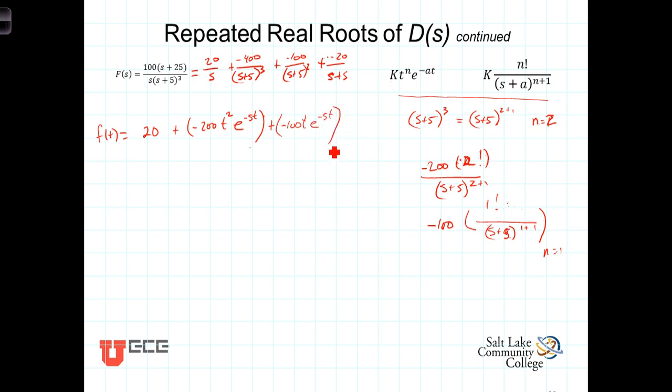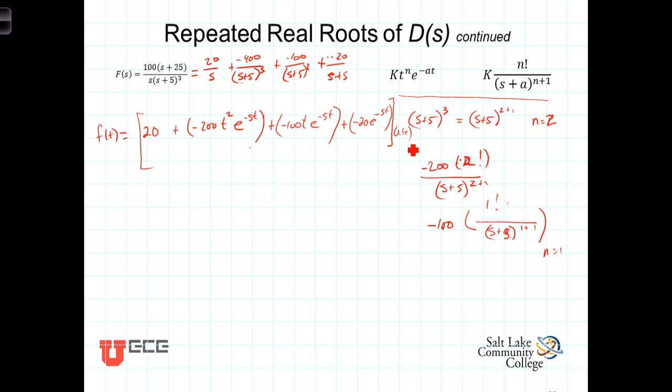And then finally, we have this last term, which just has s plus 5 to the first power. And that, of course, goes to, we'll write it this way, plus a minus 20e to the minus 5t. And I didn't leave myself enough room, but there's a u of t multiplying that whole thing.